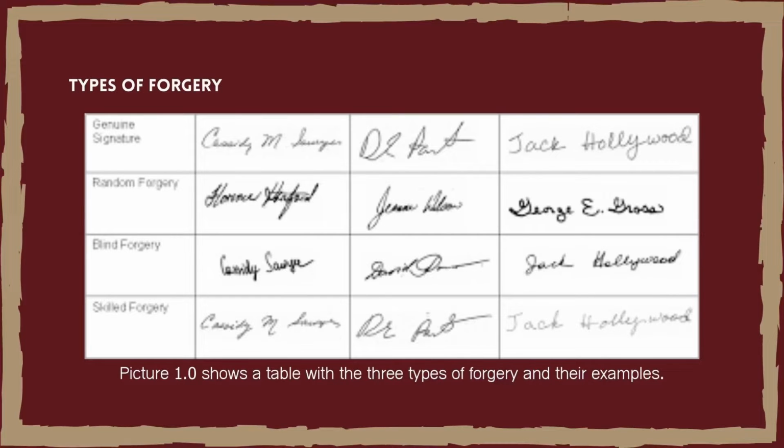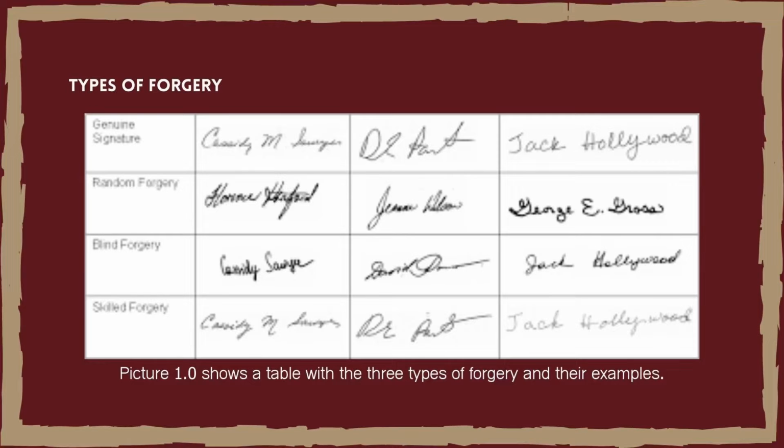This table shows the types of forgery that have been explained earlier. So the first row shows a collection of genuine signatures. In the second row, it shows random forgery which has been carried out by a forger. As it can be seen here, the names of the random forgery and the genuine signatures do not match. For the third row, it shows blind forgery, which is blindly generating a signature of a person whom they assume their signature is based on their name.